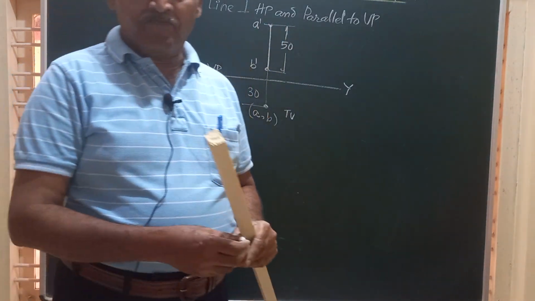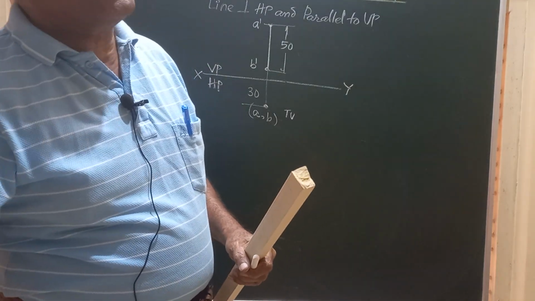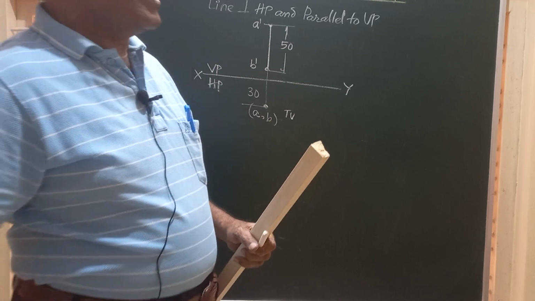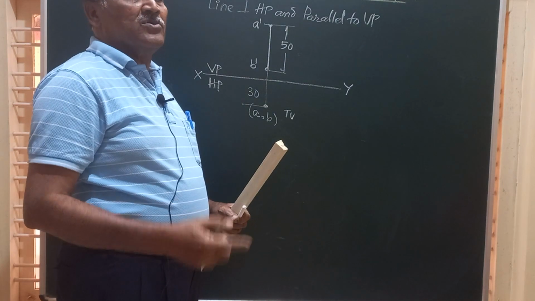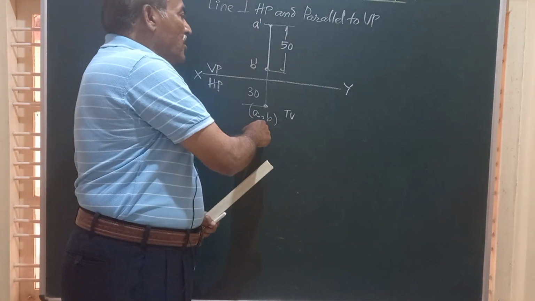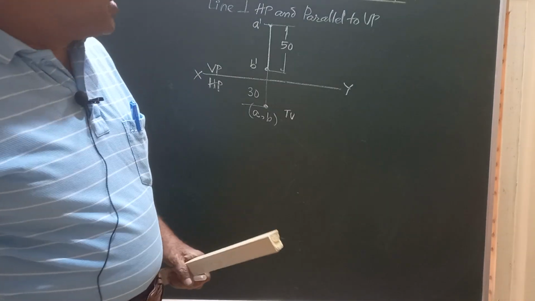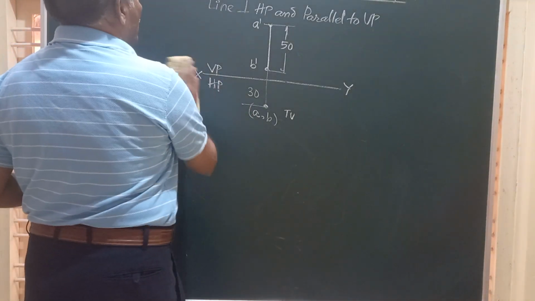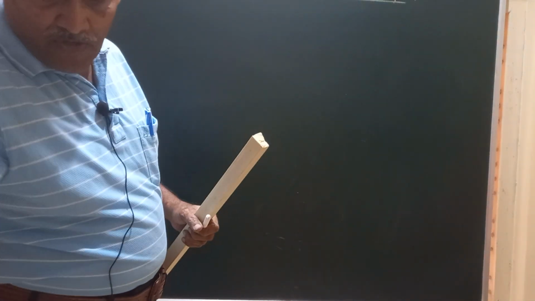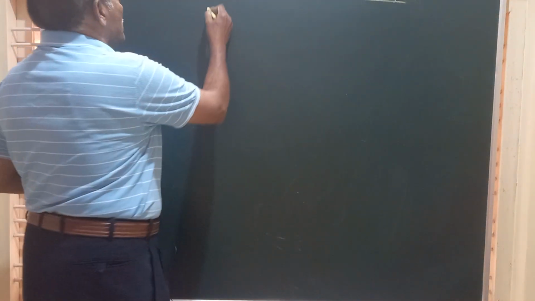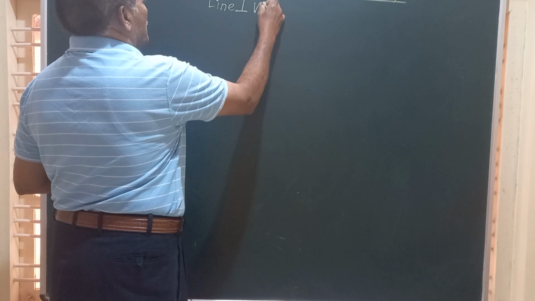Whenever the line is perpendicular to HP, that is obviously parallel to VP and to the right profile plane, it is seen as a line in the front view with the true length and as a point in the top view. Friends, let us move on to the next case of problem when the line is perpendicular to VP. So this is line perpendicular to VP.